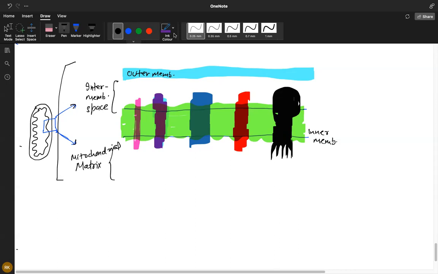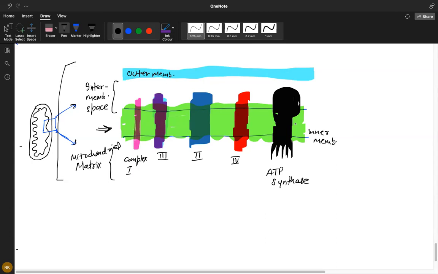So let's write first off the names in the order. So the order is from here. The first thing that comes is called complex 1. Then complex 3, then complex 2, then complex 4, and then this is called ATP synthase. This is the protein that I was talking about, that actually rotates like a motor and fixes ADP and Pi into ATP.